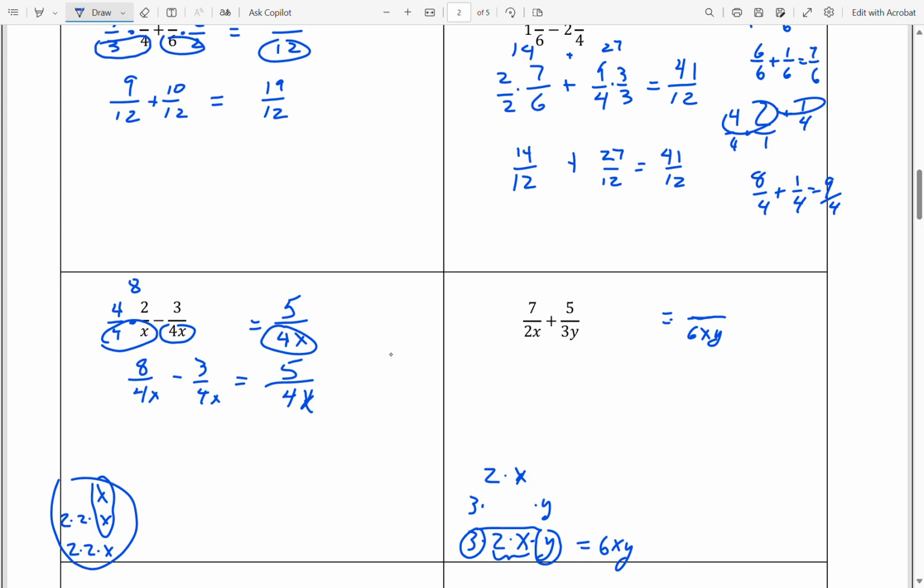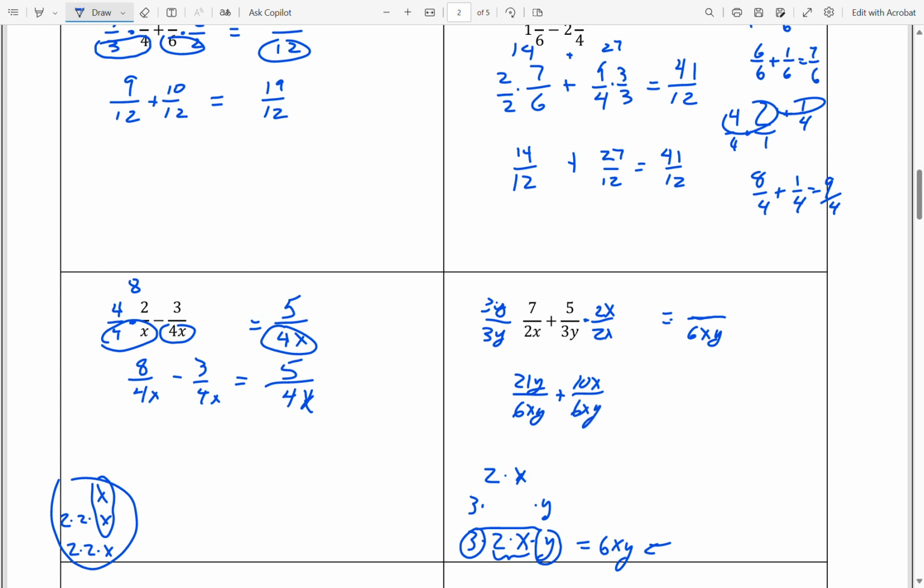And now I need to adjust my component fractions. If you look down here, you can see that to turn a 3y into a 6xy, I need a 2x. That's the advantage of this method here. So it's not just a 2x, it's got to be a 2x over a 2x. And the thing that turns the 2x into the 6xy is the 3y. So this one has a 3y over a 3y. So I would multiply 7 times 3y, 21y, over 6xy, plus multiply 5 times 2x, 10x, over 6xy.